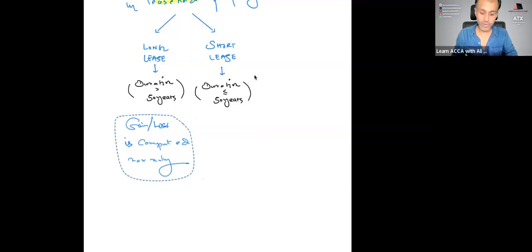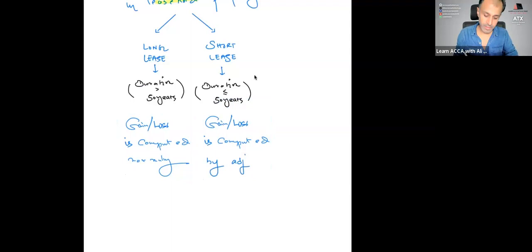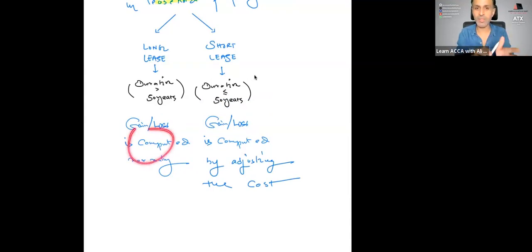But here the cost of the asset will be adjusted. A little bit of adjustment will be required, and once the cost is adjusted, it will be matched up with the proceeds to calculate the gain or loss. So here the cost does not need to be adjusted. You just compare the proceeds minus the cost.